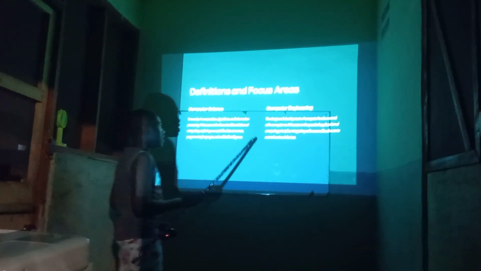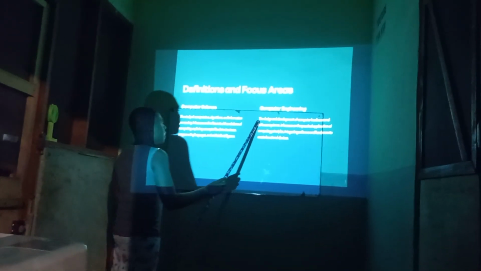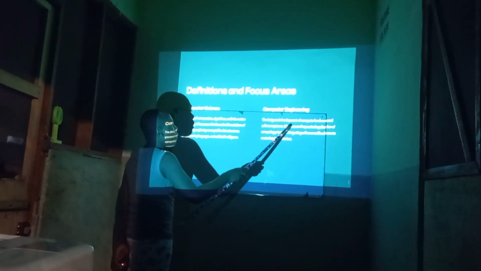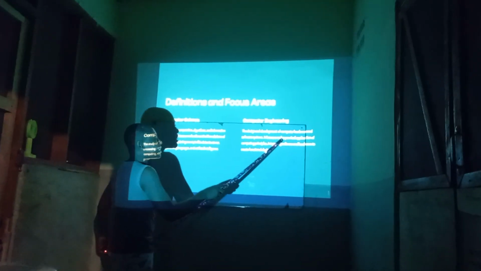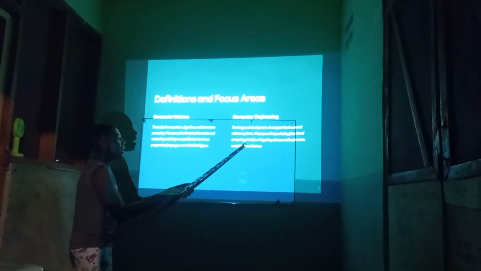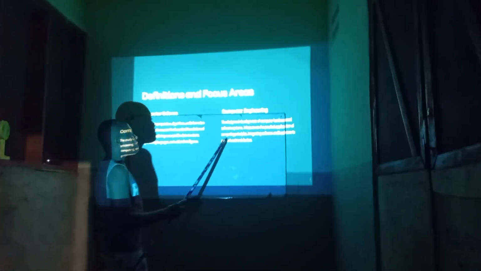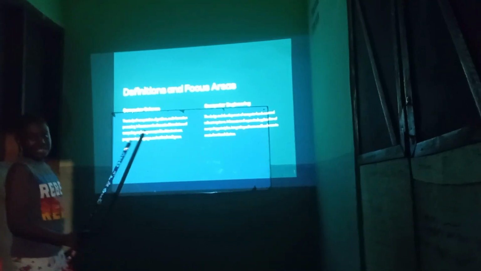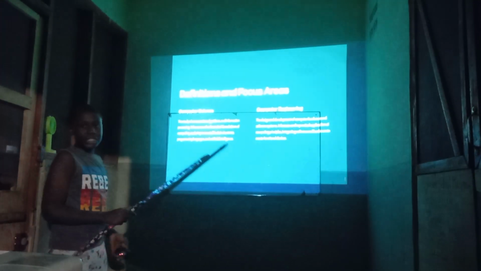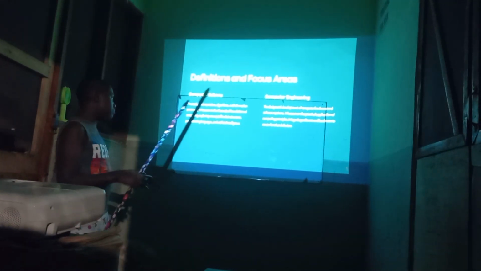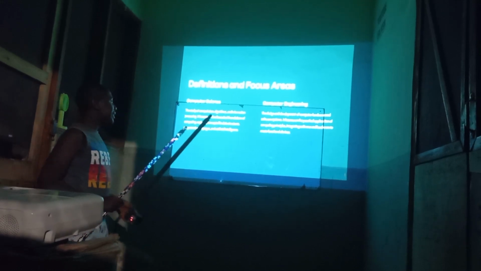Then, computer engineering, definition and focus area: the design and development of computer hardware and software systems. It focuses on the practical application of computer principles, integrating software and hardware to create functional devices. So, the difference between computer science and computer engineering, from my point of view, is that computer science deals with the software aspect of computing. Then computer engineering is the combination of the hardware and software systems.